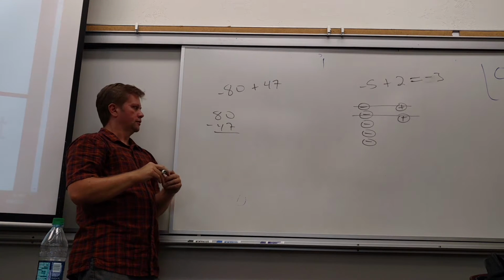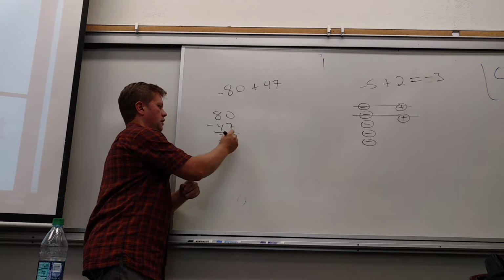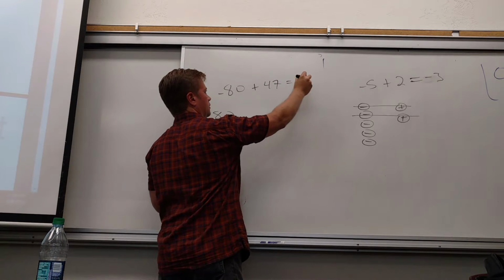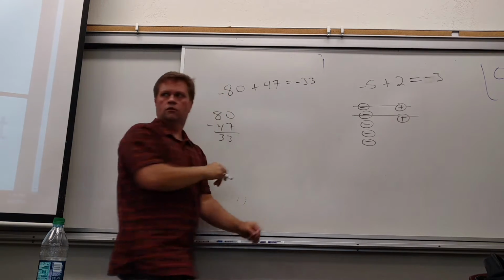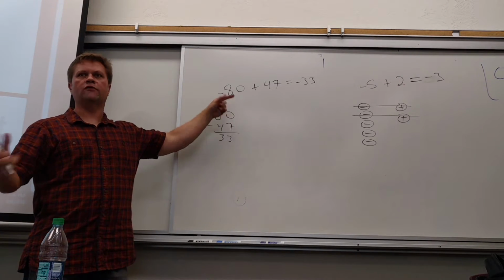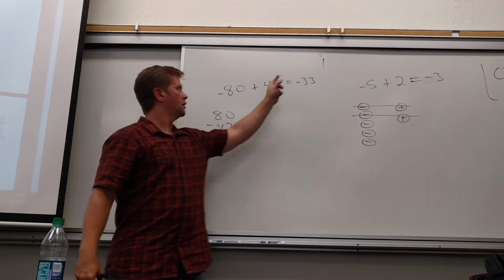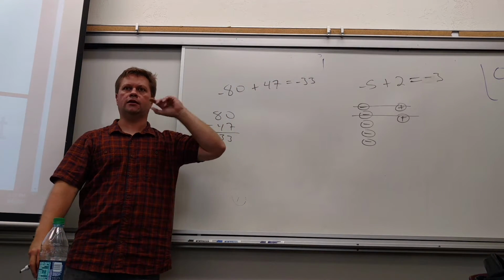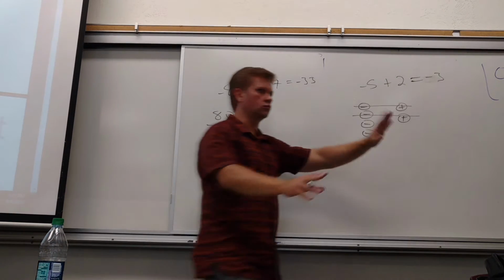What's 80 minus 47? 33. That's not the answer to the problem though, right? Negative 33. The bigger one's negative. So I have more negatives, excess negatives. I don't have to actually draw them though, thank God. I can just realize that's what's going on. Okay, cool.